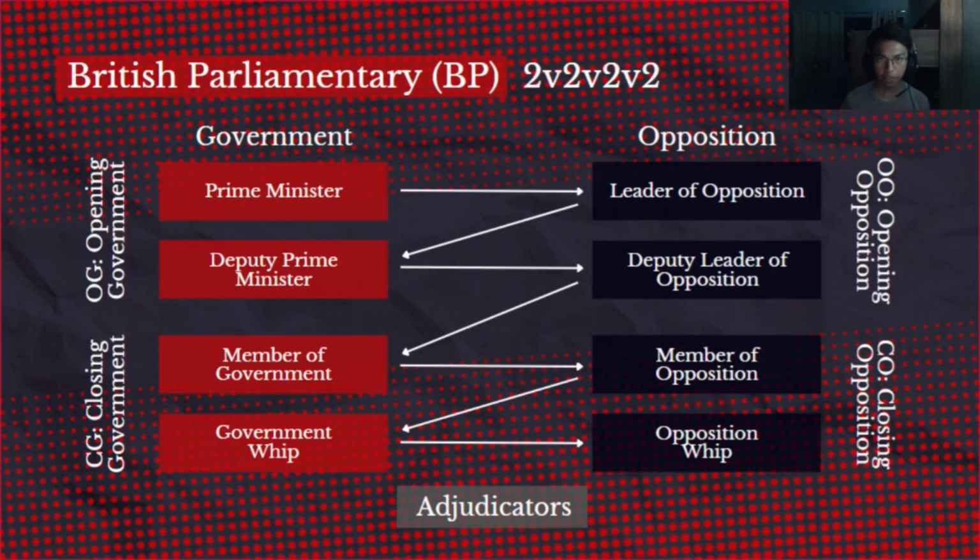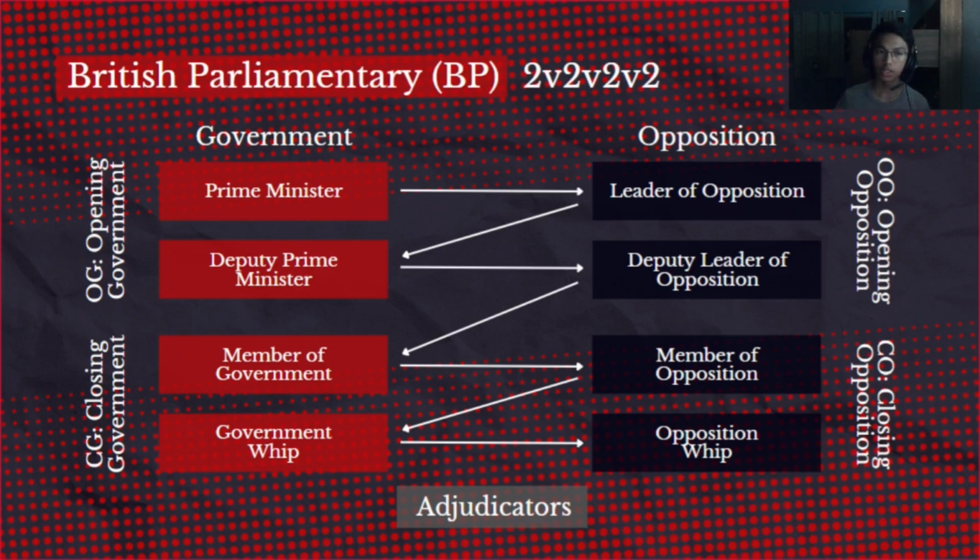For BP or British Parliamentary, it's a little bit different. You have closing and opening teams. So the opening government is obviously still for, the opening opposition is still against the motion, but the closing government will still be for the motion, but they will still be fighting against their opening government. That is, they have to debate the same side as their opening government, but they have to do it better. So they have to explain why their arguments are better built. They have to explain why the new things they're introducing in the debate are more relevant, or perhaps what the debate should be about, right?